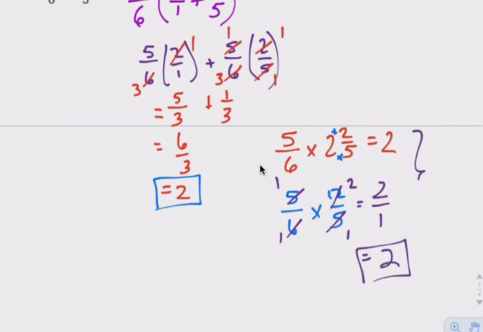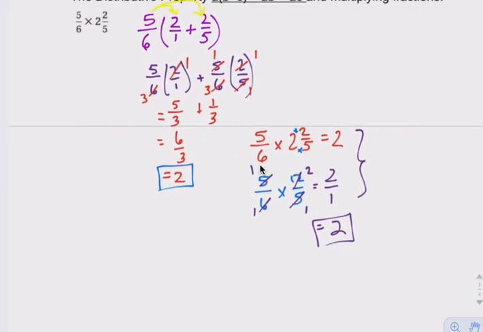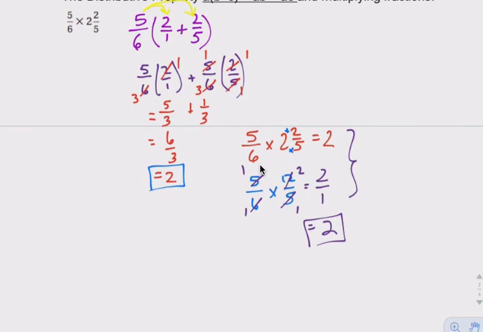This way actually it turns out to be a little bit faster, but sometimes it may be worthwhile to know how to use your distributive property. It's not a bad property to know and to use in multiplying whole numbers times mixed numbers. That's probably the best place for it. Okay, so there's my example.